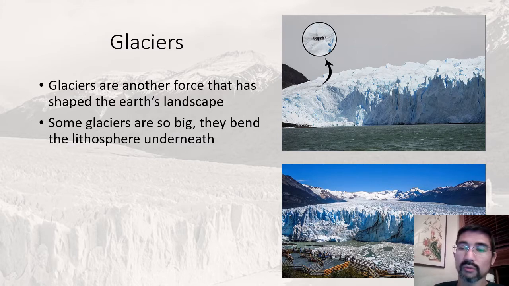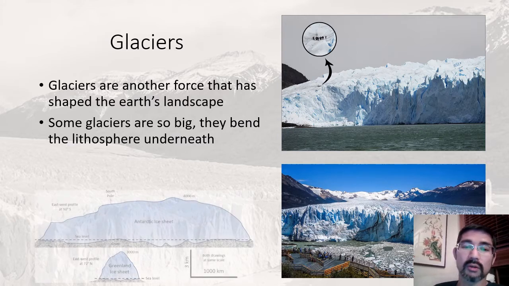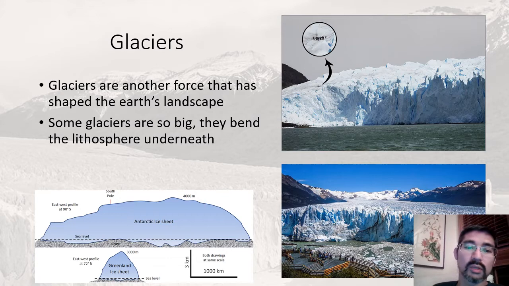Here we have another picture of a glacier. This again is in South America. And finally, we're looking at a diagram of glaciers in both Greenland and Antarctica. Greenland's glacier is about 3 kilometers thick, and in Antarctica, the thickest area of that glacier is 4 kilometers thick. So there's just a tremendous amount of ice that's captured and retained in these glaciers. And I should say it's not just ice, but it's fresh water.